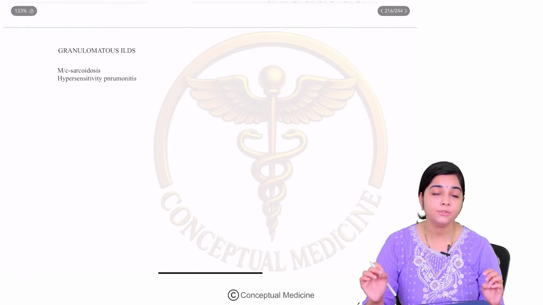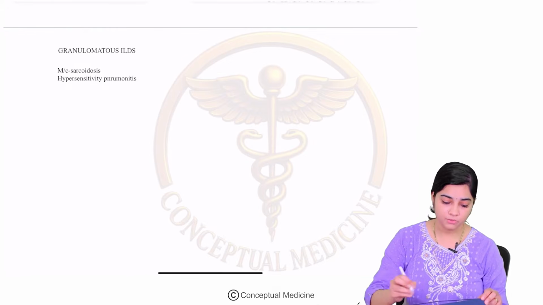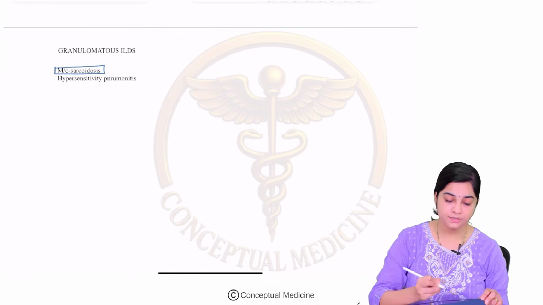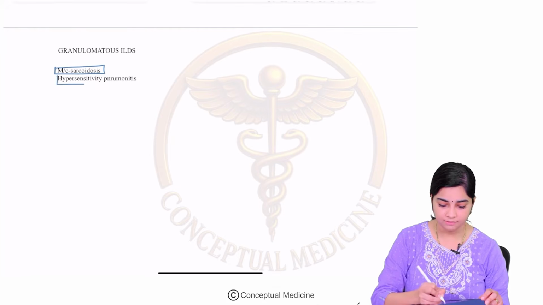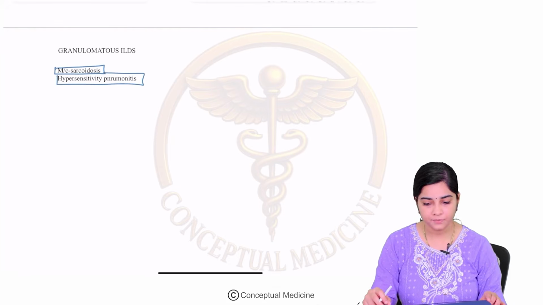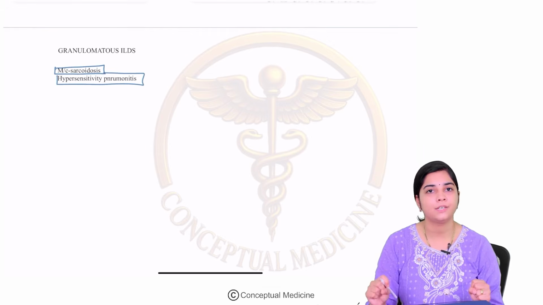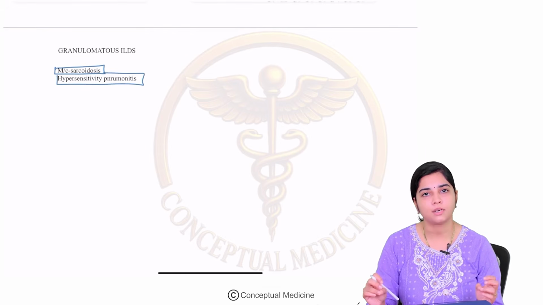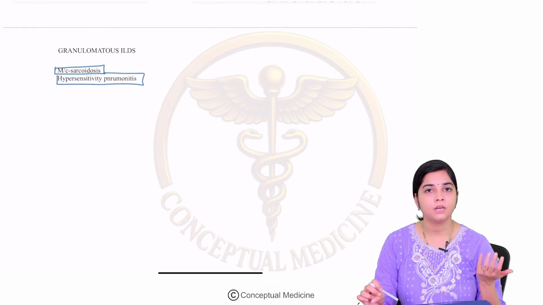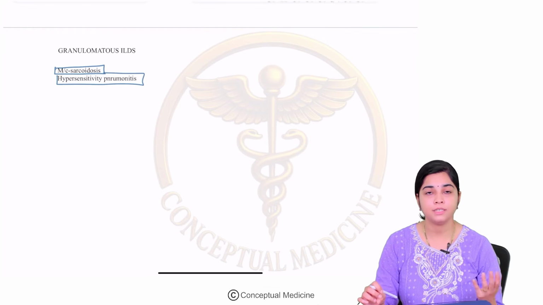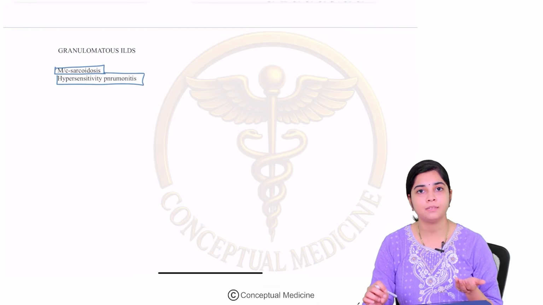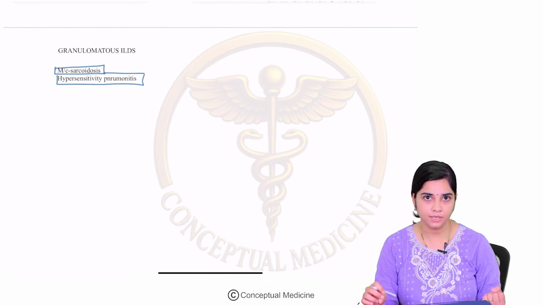Then granulomatous ILDs. What is the most common cause for granulomatous ILDs? It is sarcoidosis, and then we also have HSP. Okay. So with this, we've come to the end of our discussion on interstitial lung diseases. We have looked at how to approach, what you have to ask on the history, what you have to look at in the HRCT, how you differentiate IPF from NSIP, and what the different types of ILD are. Thank you.